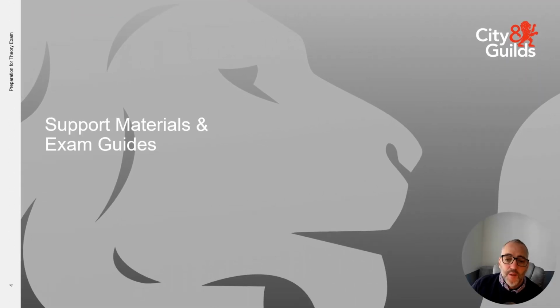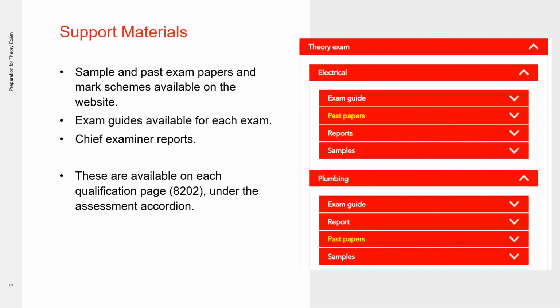So let's make a start with the support materials and exam guides. Support materials include sample and past papers, as snipped on the screen. You can find these on the 8202 webpage. In addition, there are exam guides, further samples, and chief examiner reports. We'll be referring to these throughout this presentation, so you may wish to access some of these before we move on.